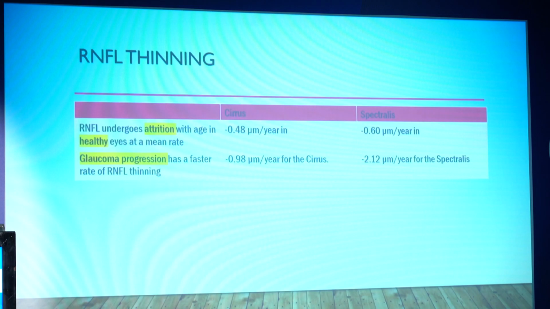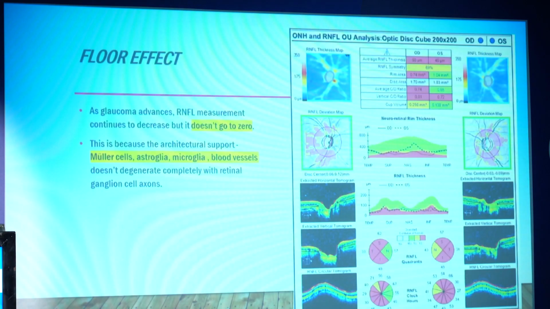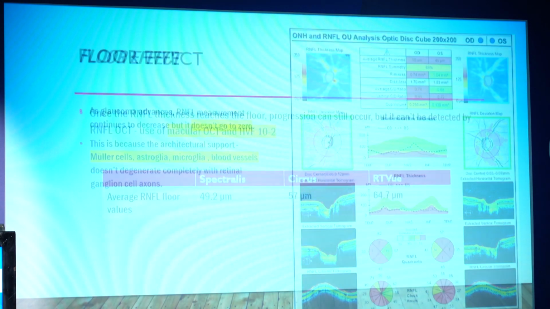And also similar values are shown in Spectralis. We should keep in mind the floor effect, which means that the RNFL never goes to zero. That is happening because of Muller cells, astroglia, microglia, and the blood vessels, which do not degenerate completely. Hence, we can see that all the areas over here are red marked, but none of the values are going lower than 40.